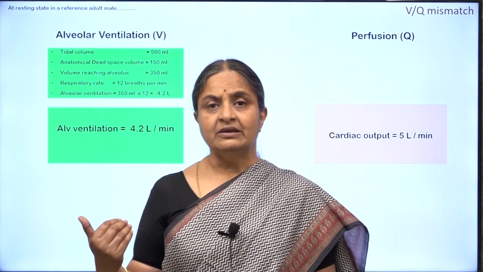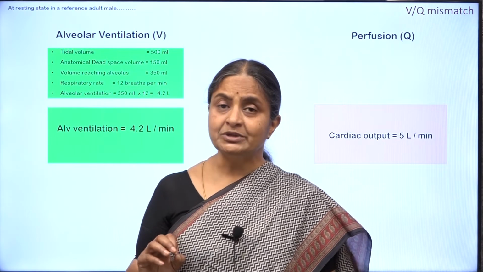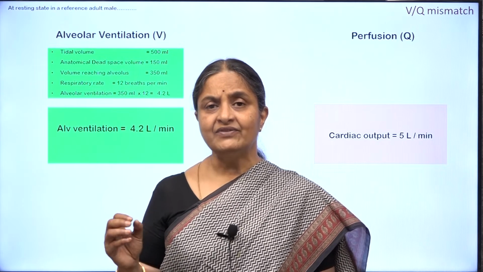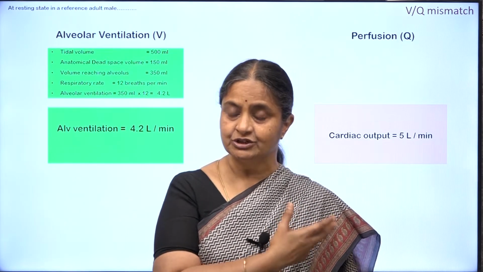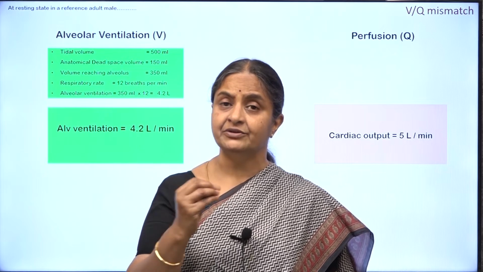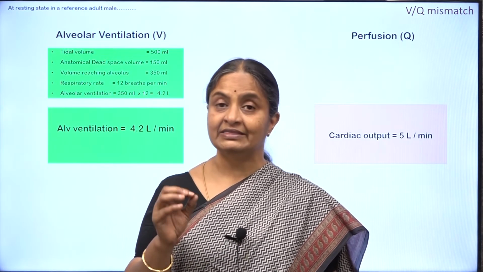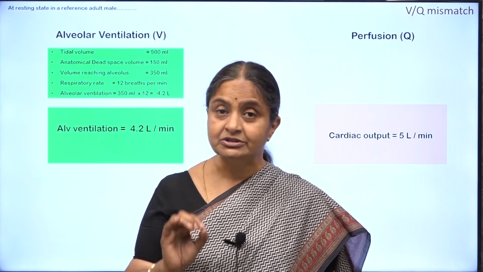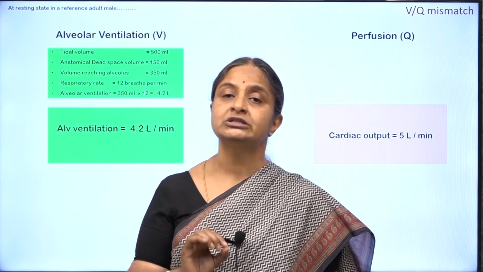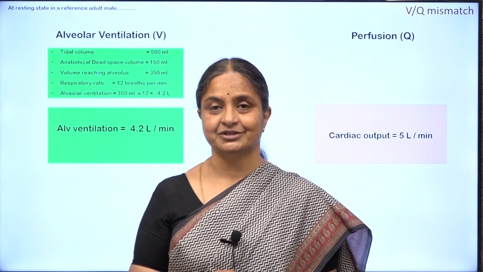When we discuss VQ matching and mismatch, what we shall see is that even if total ventilation is normal and total perfusion is normal, there can be regional mismatches of ventilation and perfusion, and that amounts to diffusion impairment. It affects oxygen transfer alone and not carbon dioxide transfer. That is the message in this lecture.